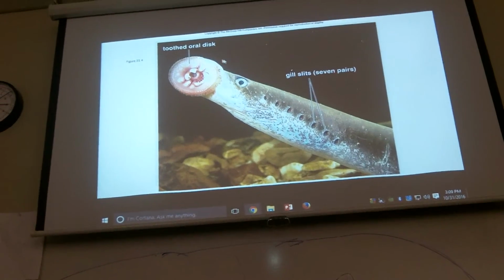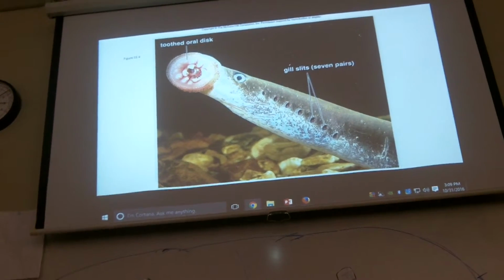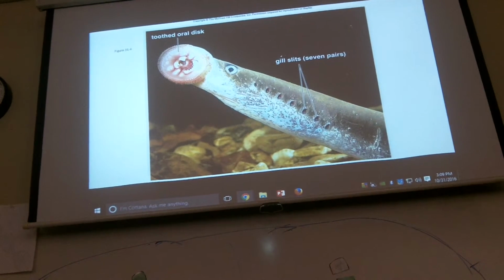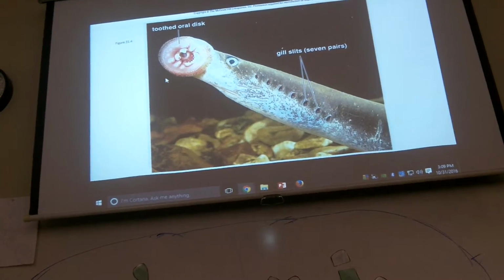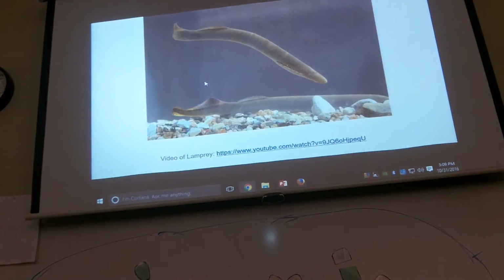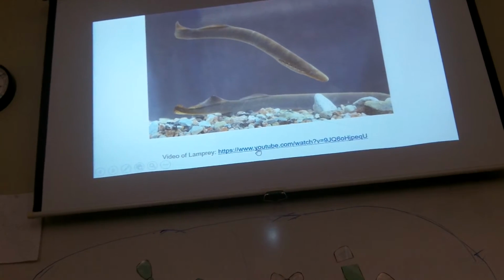Ew. There's the oral disc. This is a lamprey. Again, you could stick your finger right there, and it couldn't bite down on it. It doesn't have a jaw. It could suction, but it can't bite. Want to see lamprey video footage? Yes.